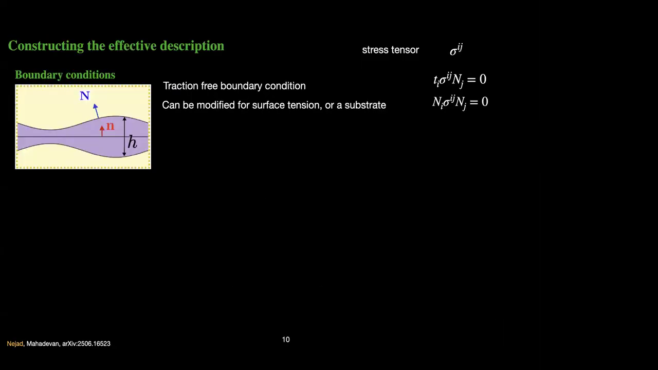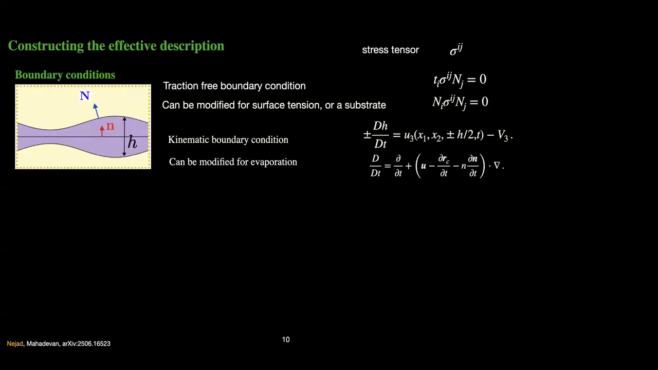So to complete these equations, we need to account for the boundary condition, which for this study I considered a traction-free boundary condition, meaning that there is no external force on this thin layer. This can be easily generalized for the cases where, for example, there is a surface tension or surface tension gradient on the top and the bottom of the film. And the other boundary condition is associated with whether the material is able to go outside the film or leave the film or not.